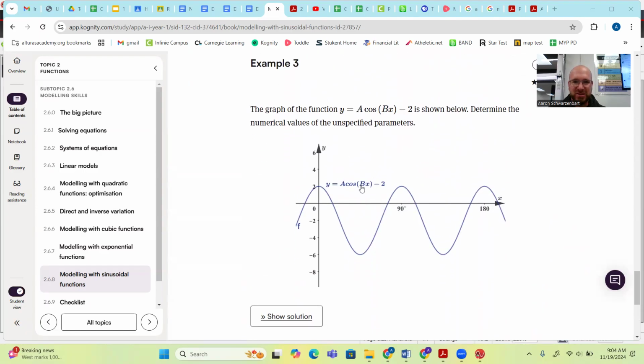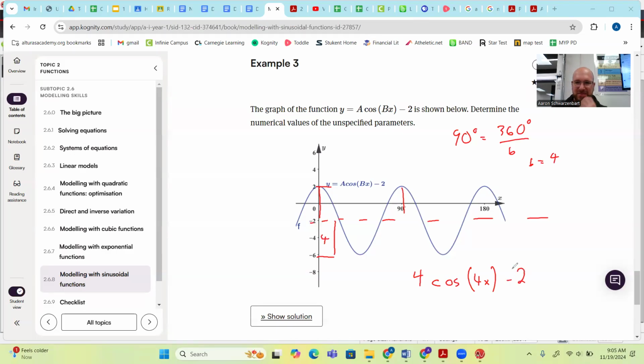Okay. The graph is shown below. Determine the numerical values. So it does not show me A or B. But I can tell that the period is here. I'm going from 2 to -6. So, oh, they did show that. The amplitude is 4. It starts up, so this is 4 cosine. Period is 90, and that's 360 over B. B is 4. They're both 4. Wasn't really expecting that.